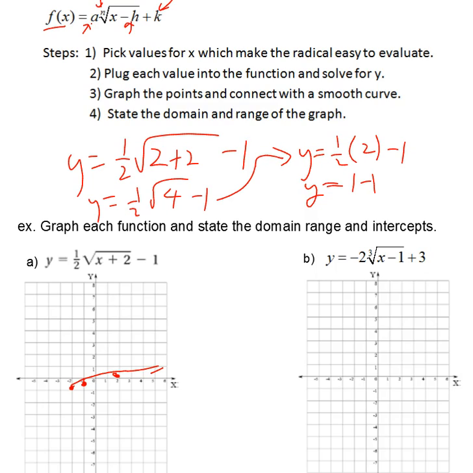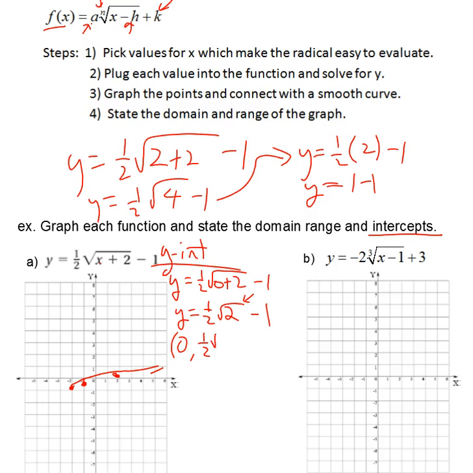Now, how do I find my intercepts? Well, again, to find a y-intercept, don't you just plug 0 in for x? So if I plug 0 in for x, let's see, y equals 1/2 of the square root of 0 plus 2, minus 1. So y equals 1/2 of the square root of 2 minus 1. Now, do you know what the square root of 2 is? No, you don't know what that is. So we just leave it as the square root of 2. It's 1/2 times the square root of 2 minus 1. That's all I can do to simplify that. So my y-intercept is 0, 1/2 times the square root of 2 minus 1. And that's my y-intercept. Okay?